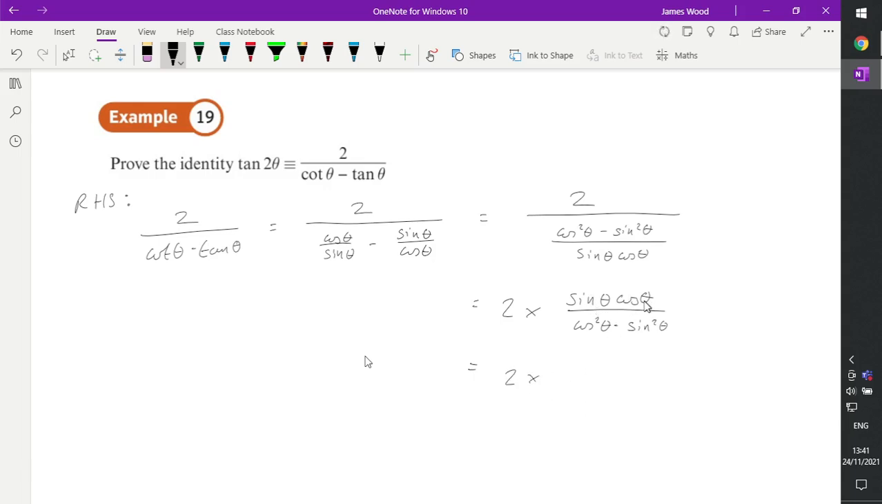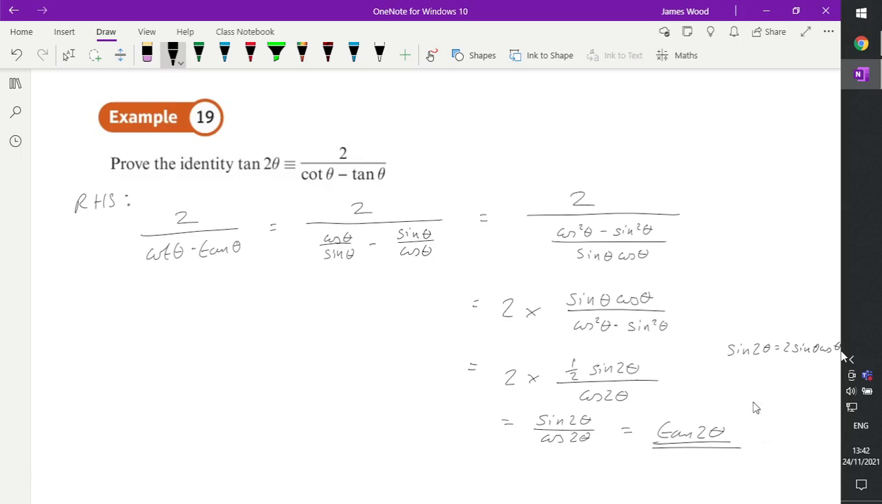So the top one, sine theta cos theta. Well, sine 2 theta is 2 sine theta cos theta. So I can rewrite this as half sine 2 theta on top. In a minute, these will cancel out anyway because I've got the 2 at the front. And the bottom, cos squared minus sine squared, that is cos 2 theta. So I'm just now left with sine 2 theta over cos 2 theta, because the 2 and the half times together to make 1, which is then tan 2 theta. And there we are.